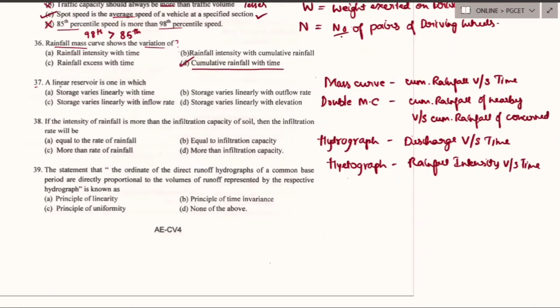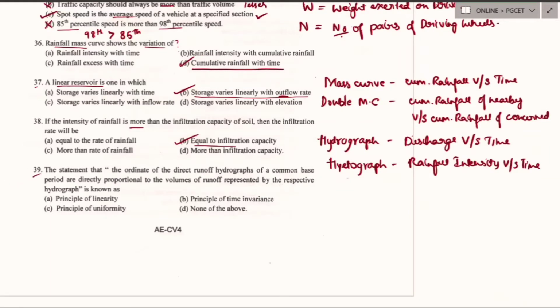Question number 37. A linear reservoir is one in which storage varies linearly with outflow rate. So option B is the right answer. Question number 38. If the intensity of rainfall is more than the infiltration capacity of soil, then the infiltration rate will be equal to infiltration capacity. Option B is the right answer.